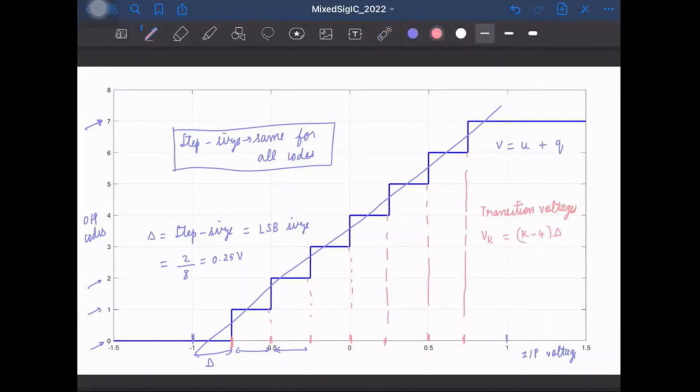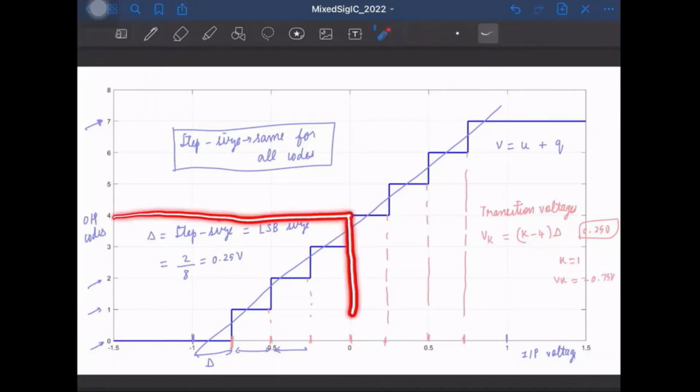Okay. So we can simply quickly verify this. We know delta is what? 0.25 volts. That's my delta. And if I look at the code 1, that is if I use k equal to 1 here, right, what do I get? I'll get minus 0.75, right? And that's exactly the transition voltage for the code 1. So for k equal to 1, Vk is minus 0.75 volt. Similarly, for the code 4, right, the transition voltage is 0, and that's what we get.